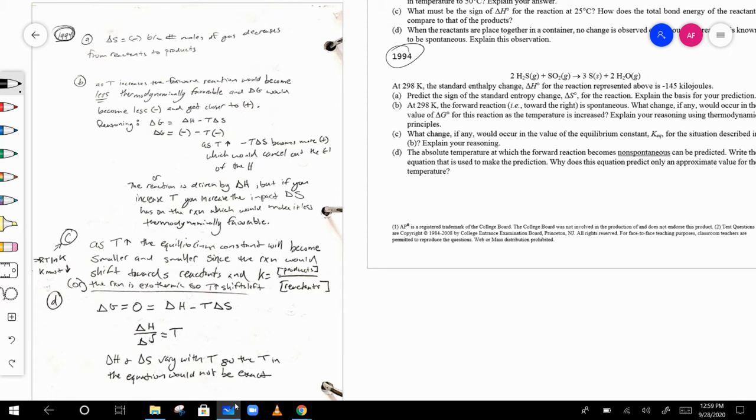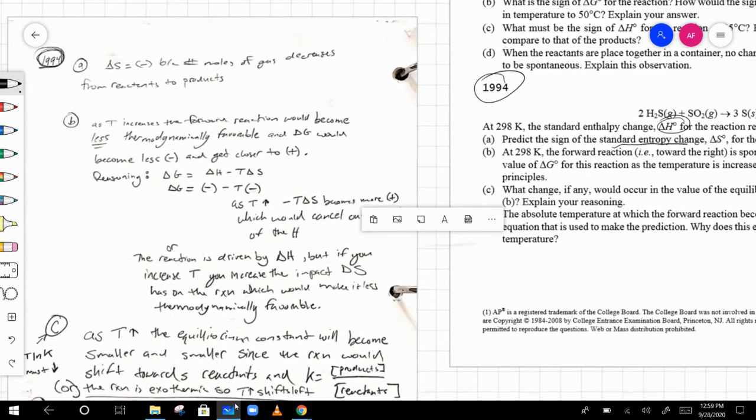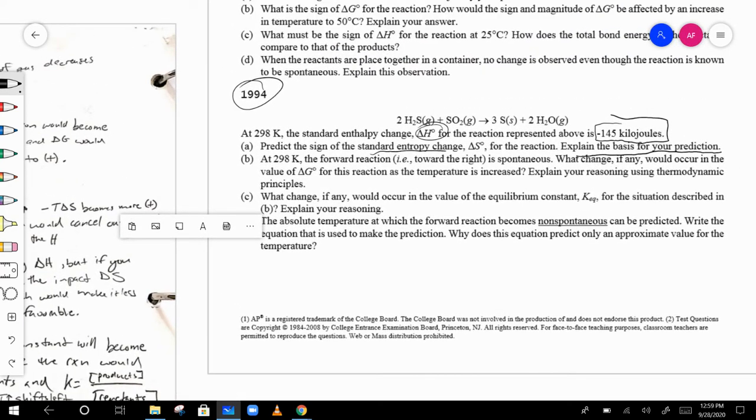Okay, so the first thing here, we have this reaction. The delta H for this reaction is negative 145 kilojoules. Predict the sign of the standard entropy for the reaction. Explain on the basis of your prediction. Okay, so let's think about this. If we look at the moles of gas, delta S is standard entropy. It's the disorder of the system.